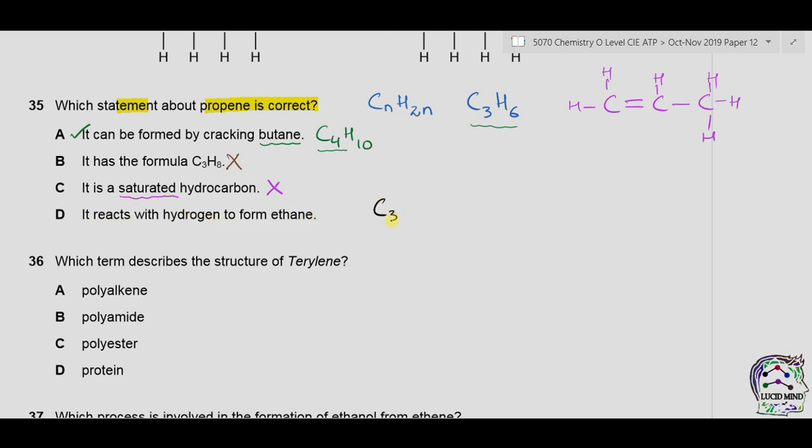Now we can write the formula C3H6. It will add hydrogen at the double bond and it will convert into C3H8. Now C3H8 is propane. It is not ethane, so therefore D is incorrect. Correct answer is A.